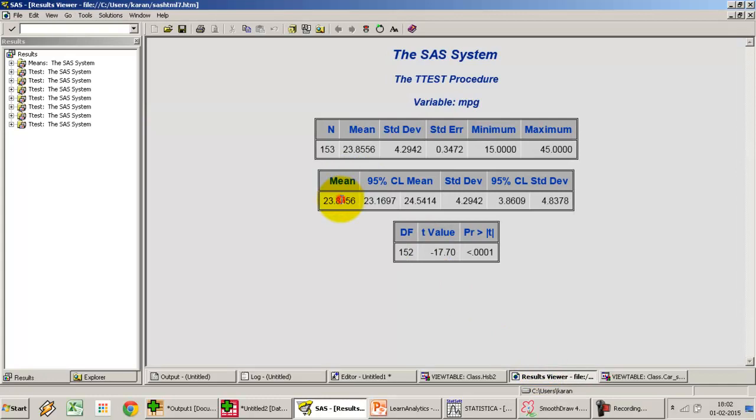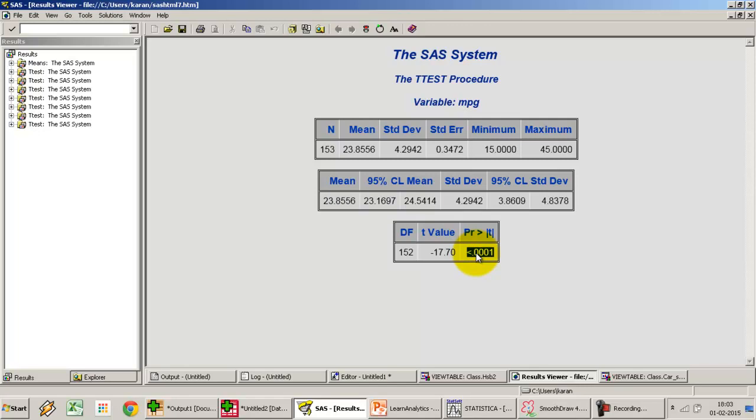The actual mean of this data is 23.85 and the hypothesis that we are testing it against is 30. The p-value that we get is 0.0001. So what does this actually mean?